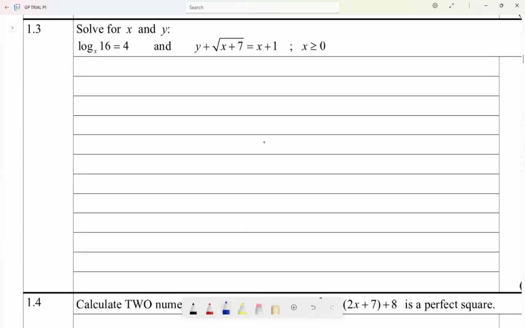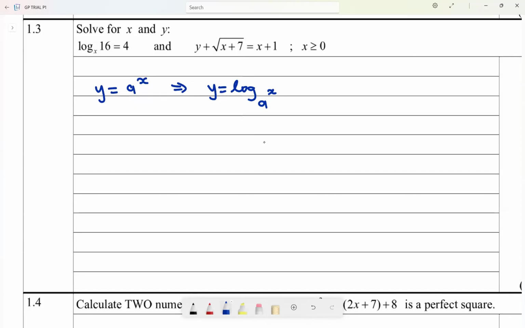Solve for x and y. This is just standard simultaneous equations. So let's look at this one. Log base 16 of x is equal to 14. Normally I tell my students that if you have y equal to a to the power of x, when you change it to log, you say x is log base a of y, and everything here you just put as it is.